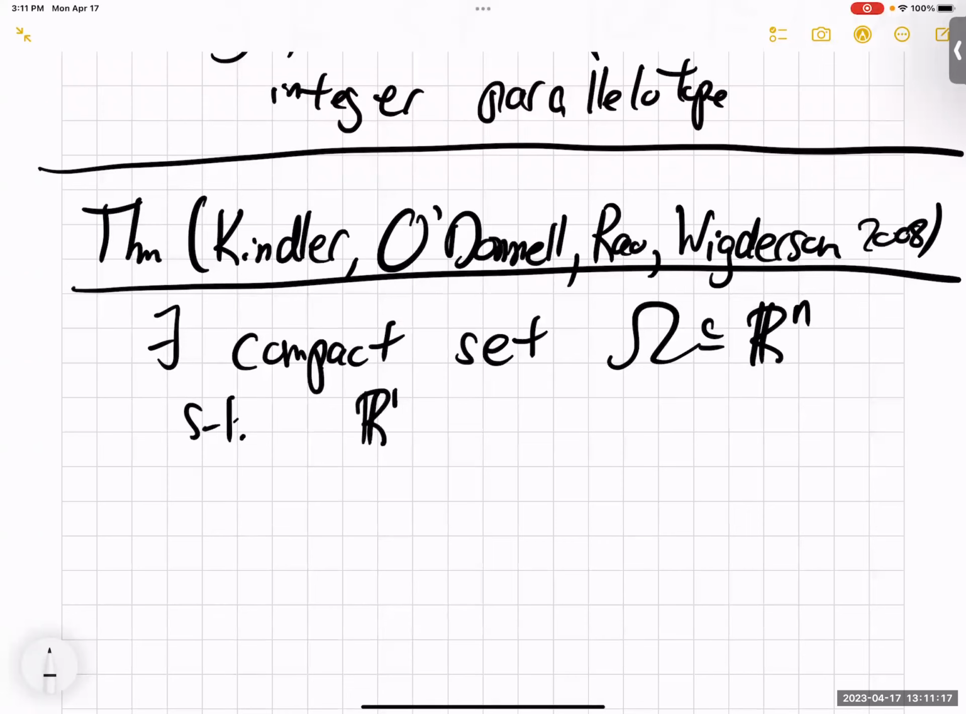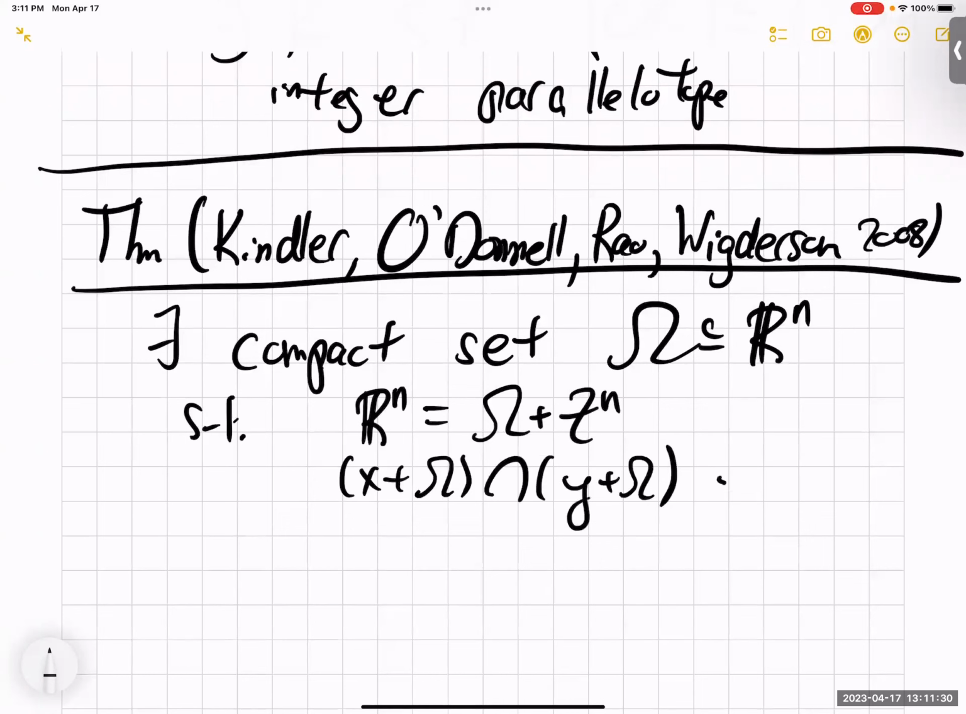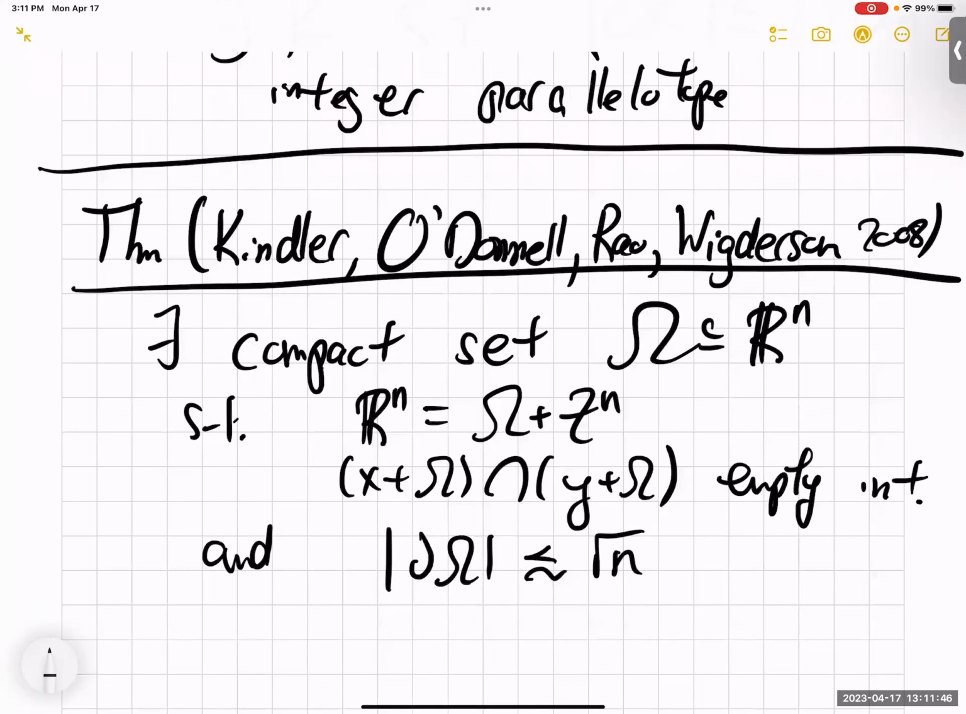So R^n is the same thing as omega plus Z^n, and as before, disjoint interiors, empty interior, and the surface area. So this again forces the volume to be 1, and then they got the surface area to be the best you can hope for, root n. So n to the 1/2 without the little 1 term.